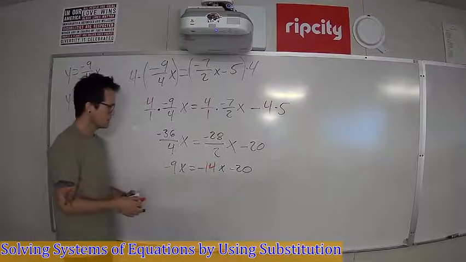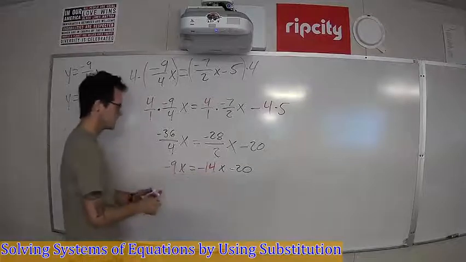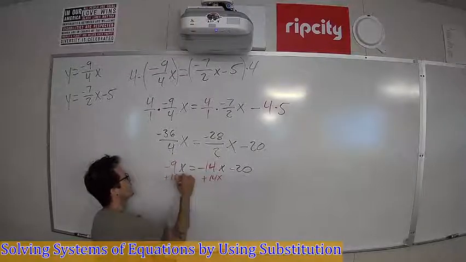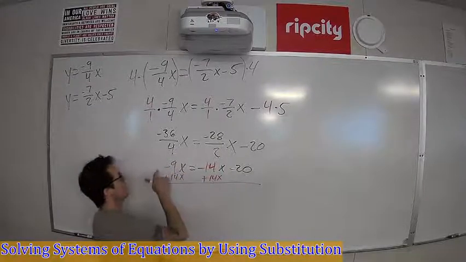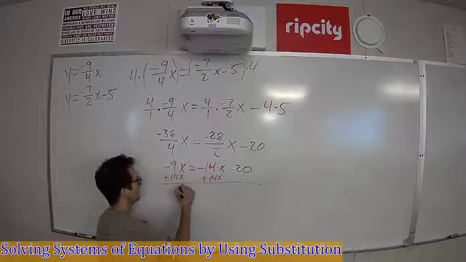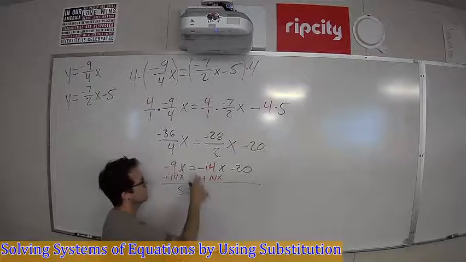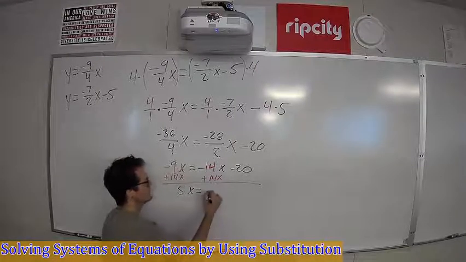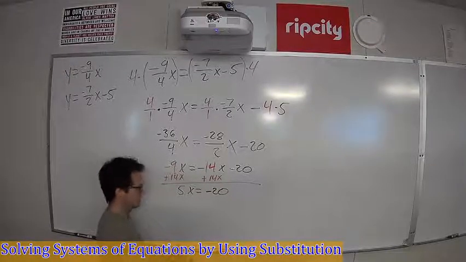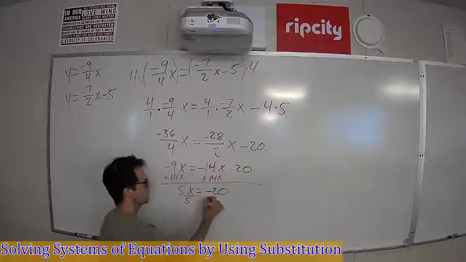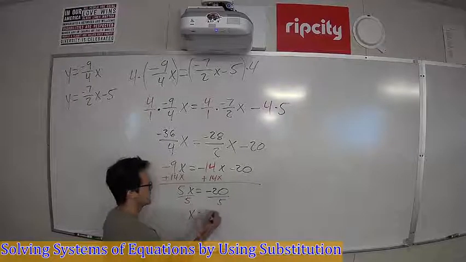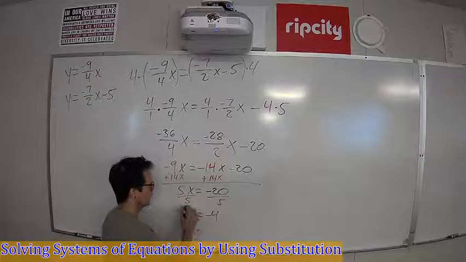So the way I'm going to continue this one, I'm going to add 14x to both sides. 14x plus 14x. Adding 14x to this side, negative 9 plus 14 leaves us with a positive 5x. These 14x's go away. That's why we did that move. And on the right-hand side is negative 20. Oh, nice. Now, all we need to do is divide by 4. That's not true. We're dividing by 5. My mistake. Divide this side by 5, you get x. Divide the other side by 5, you get negative 4.